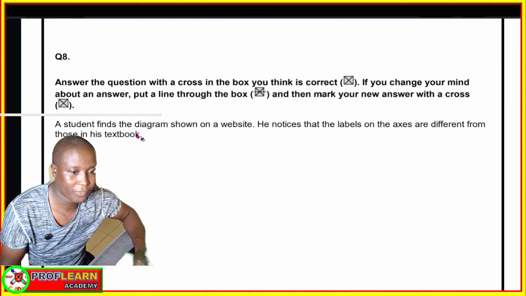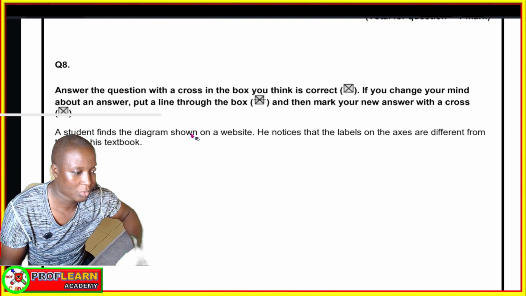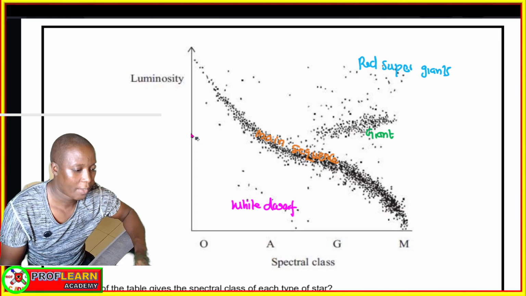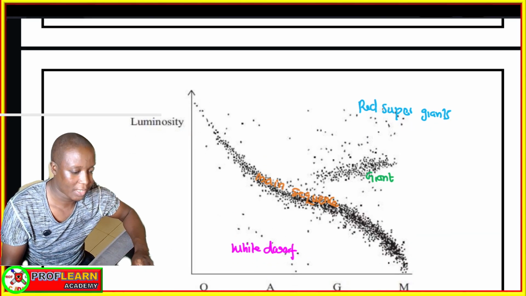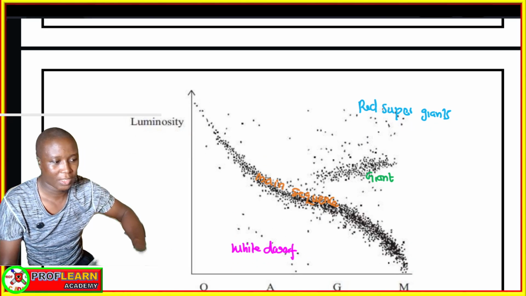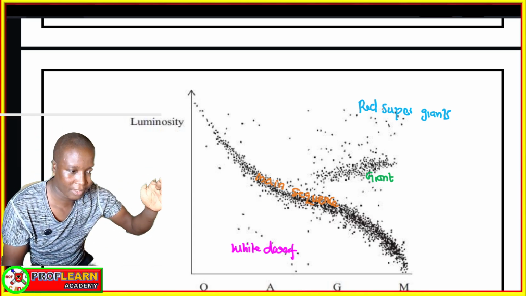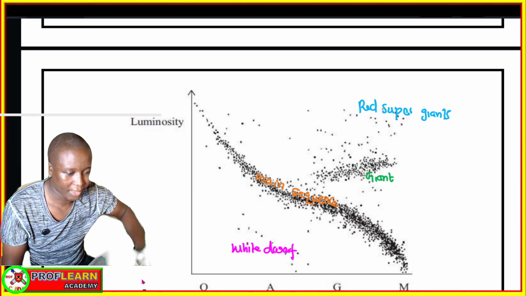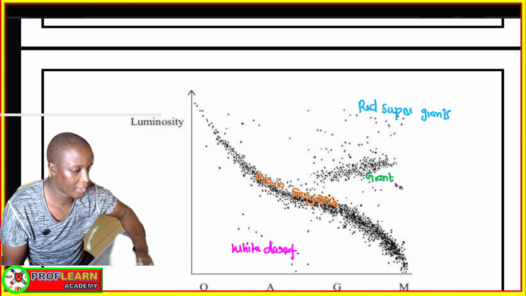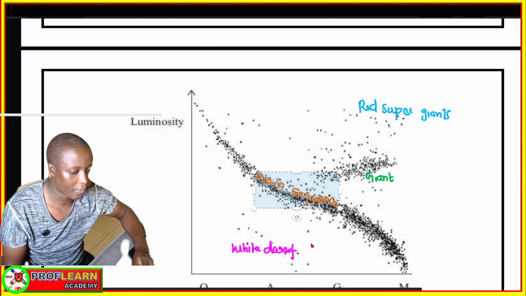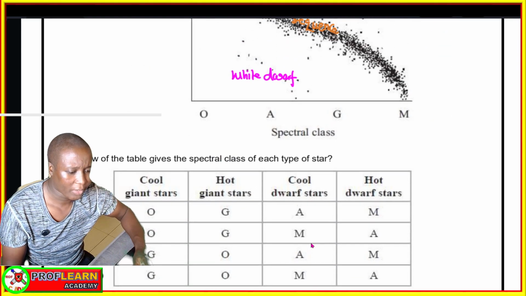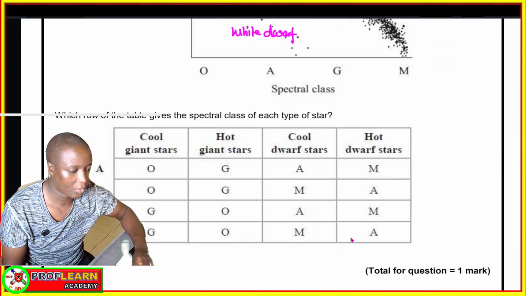Yeah, so moving to question number 8, a student finds the diagram, and you notice that the labels of the axes are different. Use this textbook, and we can see an HR Russell diagram here. In this HR Russell diagram, at the highest level, the topmost here, we have the red supergiants. We have the red giants, so we need to identify these are the red giants. And then we have the main sequence and the white dwarf here. So the correct order is G, O, M, and A.